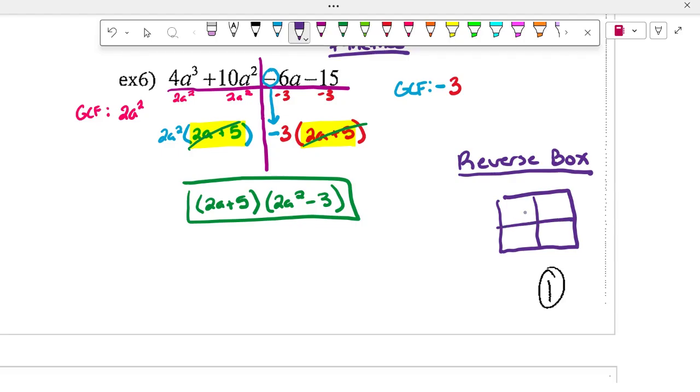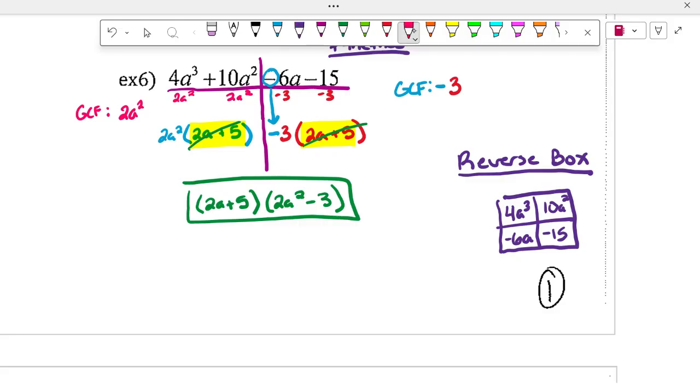What goes in the top left? 4a cubed, so the first term. What goes in the bottom right? Negative 15. And then the other two terms you can put in the other two boxes, and it doesn't matter their order. If you flip-flop the 10a squared and the negative 6a, it's okay.